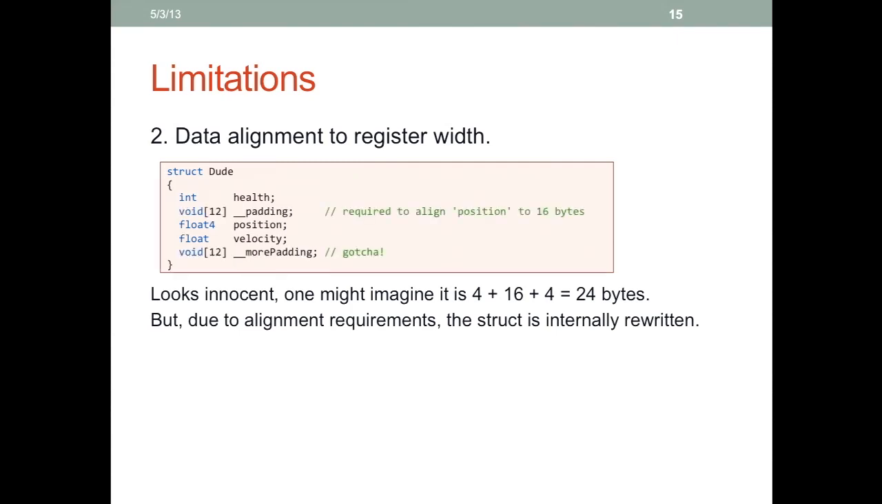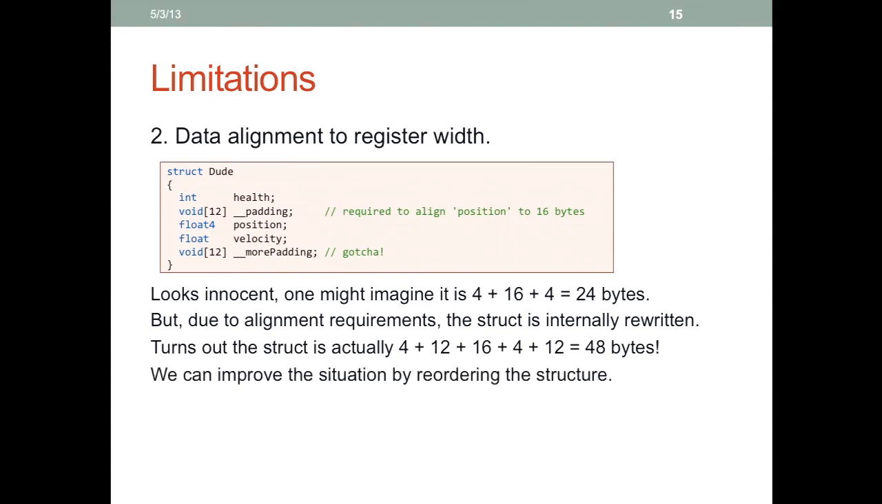But it's internally rewritten like this, of course. Turns out it's actually 4 plus 12 plus 16 plus 4 plus the gotcha on the end, another 12 bytes, in order to align the entire structure size so that you can create an array of the things. Otherwise, you'd never be able to. That's an awful lot bigger than we expected.